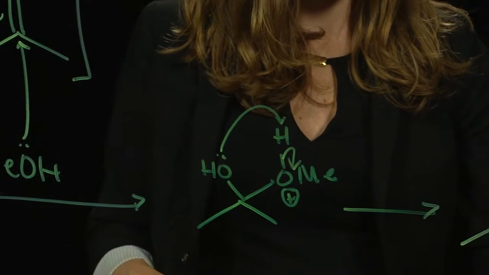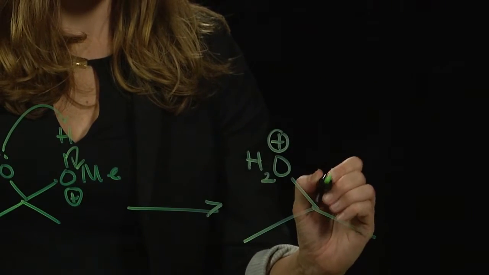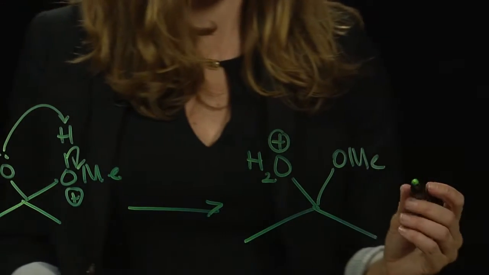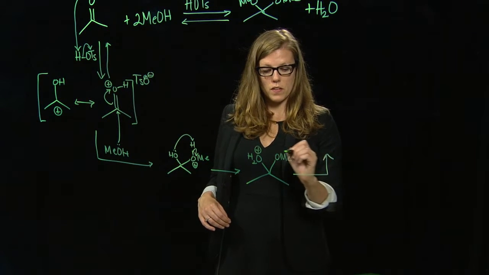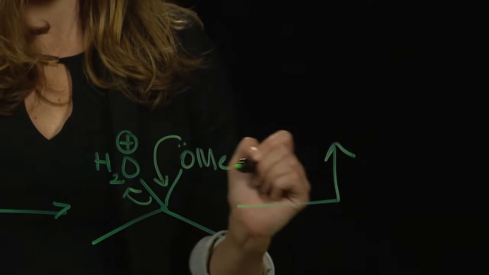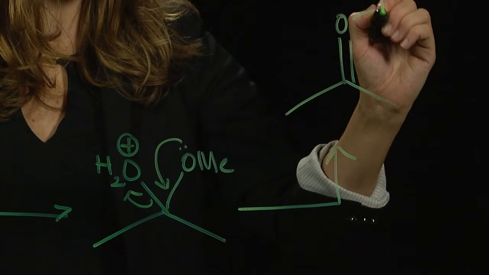And in doing so, we make water, which is a good leaving group. And then we have our neutral oxygen from the methoxy group. We can then use the electrons of the methoxy group to kick down and kick out the water molecule. So this is the stage in the mechanism where we lose water.